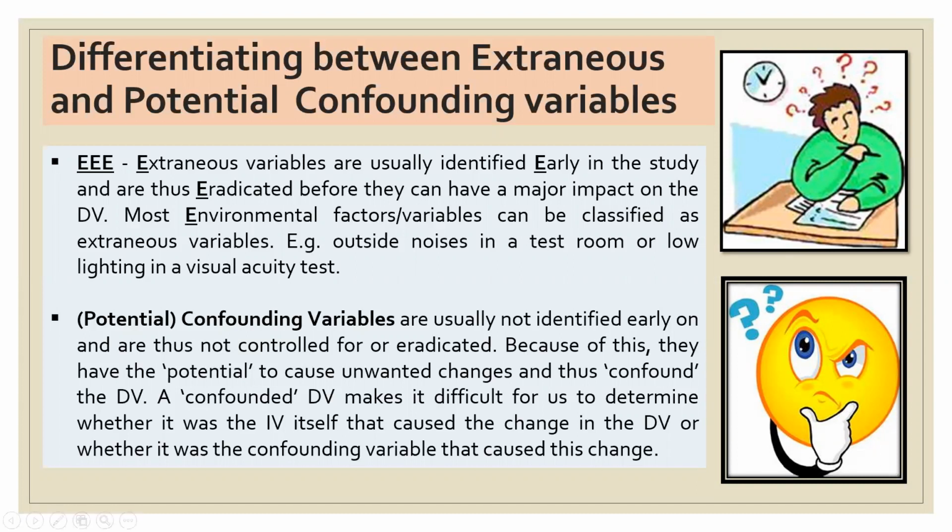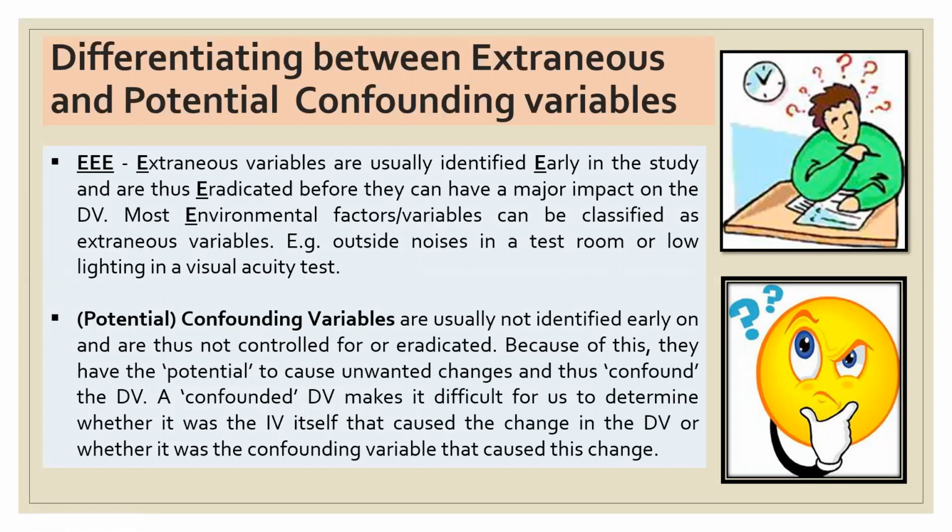That's why we call them confounding variables, because they essentially confound the IV. Confound means they make it difficult to determine whether the results were due to the IV or due to some other unwanted variable. Okay, so a confounded DV is very annoying. It's a very annoying thing to have because a confounded DV means that your results are confounded.